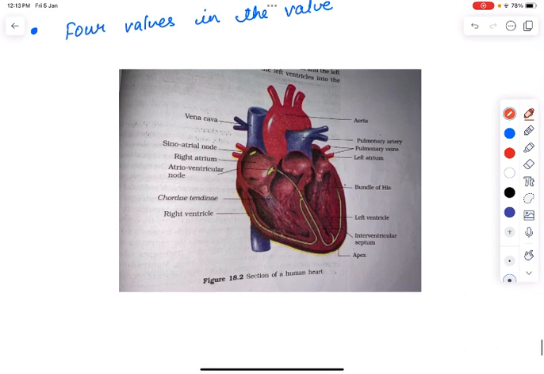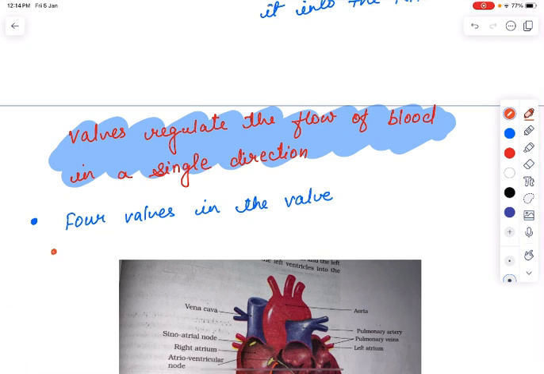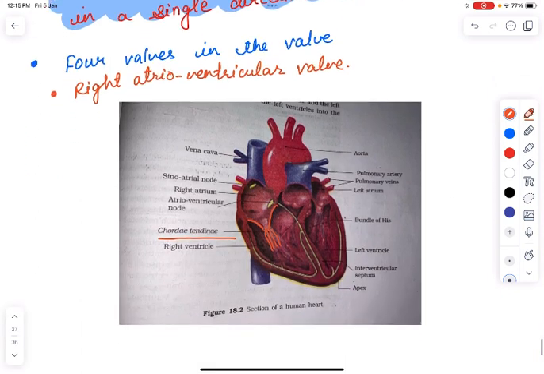You can see this cord. This valve is held by these cords that are called chordae tendineae. It is arising from the muscular wall. It is held by the valves. So the first one is right atrioventricular valve. Second one is left atrioventricular valve.